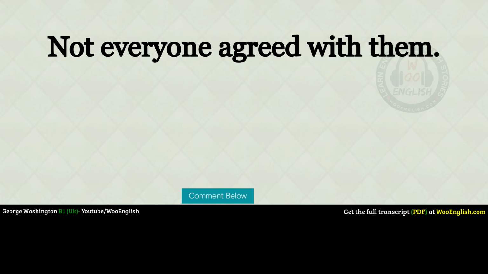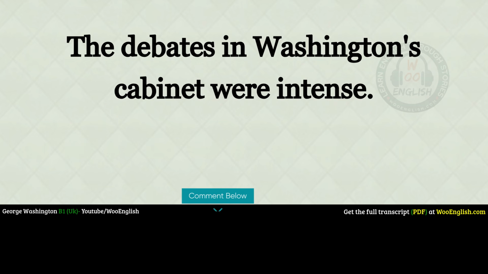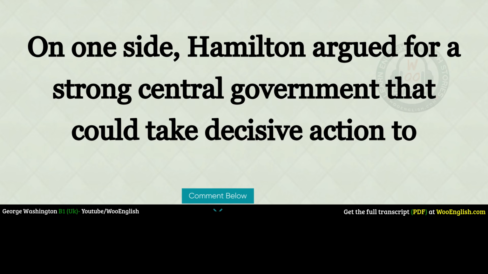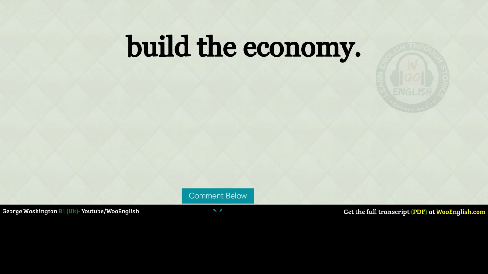Not everyone agreed with them. The debates in Washington's cabinet were intense. On one side, Hamilton argued for a strong central government that could take decisive action to build the economy.